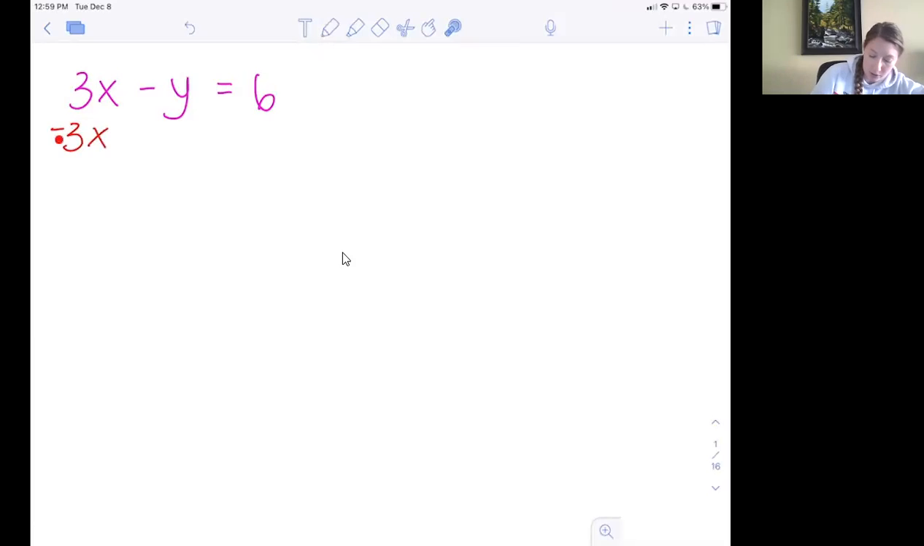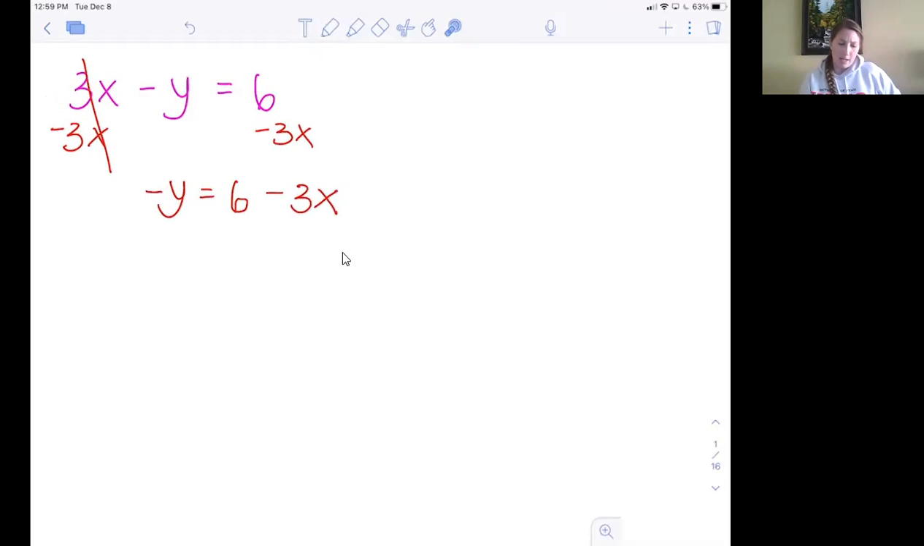And the reason it's subtract, even though this is minus right here, is that this 3x is a positive, okay? So it matters what's in front of it. Because that's a positive, I'm going to subtract it, because then 3x subtract 3x cancels it out, right? And then I subtract 3x on this side. So then I'm left with negative y equals 6 minus 3x.